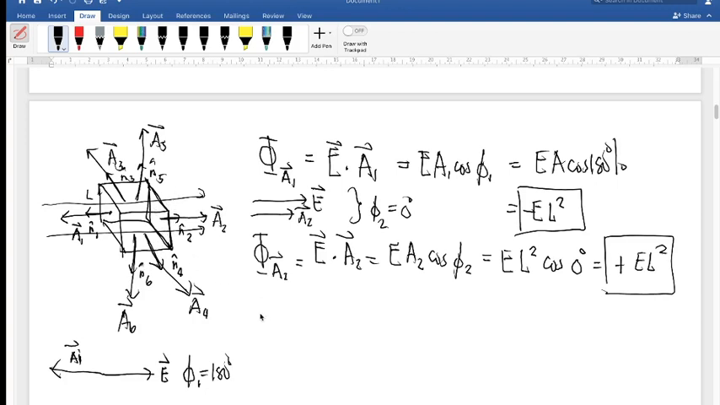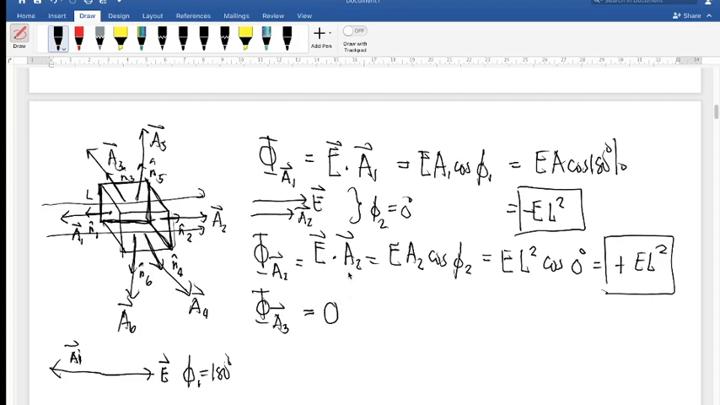How about the A3 side? What is the flux at A3? Since it is pointing there, as you can see here, on this face no electric field penetrates, because the electric field is penetrating only A1 and exiting at A2. So without calculating the electric field, we know that the electric flux is 0.